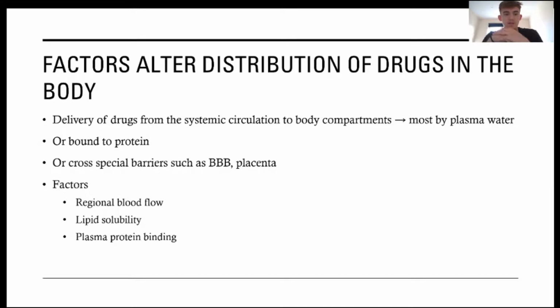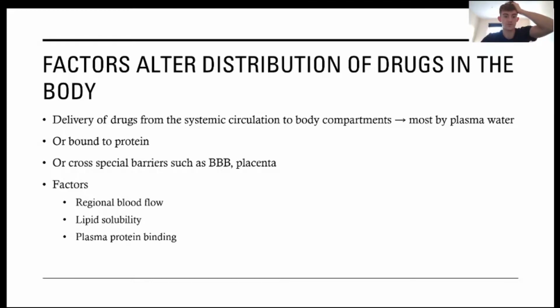How do these then get delivered? So we talk about distribution now. That is the delivery of these drugs from the systemic circulation to body compartments, mostly by blood plasma, but also bound to protein, such as albumin that we will keep talking about, which basically transports everything around. Some drugs are also quite special, in that they can cross the blood-brain barrier, so act on the brain, or the placenta if someone is pregnant.